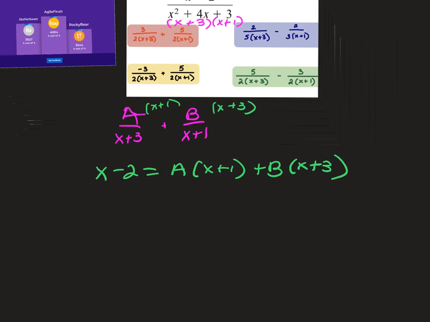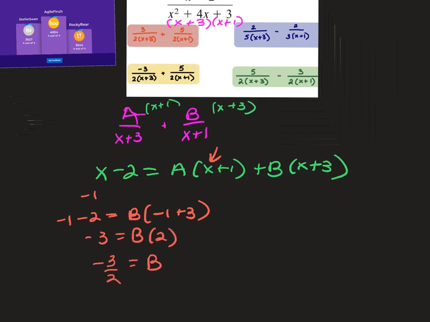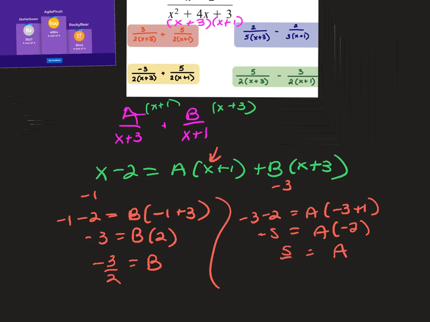Then you got to plug in -1 and you got to plug in -3, right? So -1 would be -1 minus 2. -1's going to cancel that out, so I don't even need it. I get -3 over 2. And then I have to plug in -3, and I get A is 5 over 2.